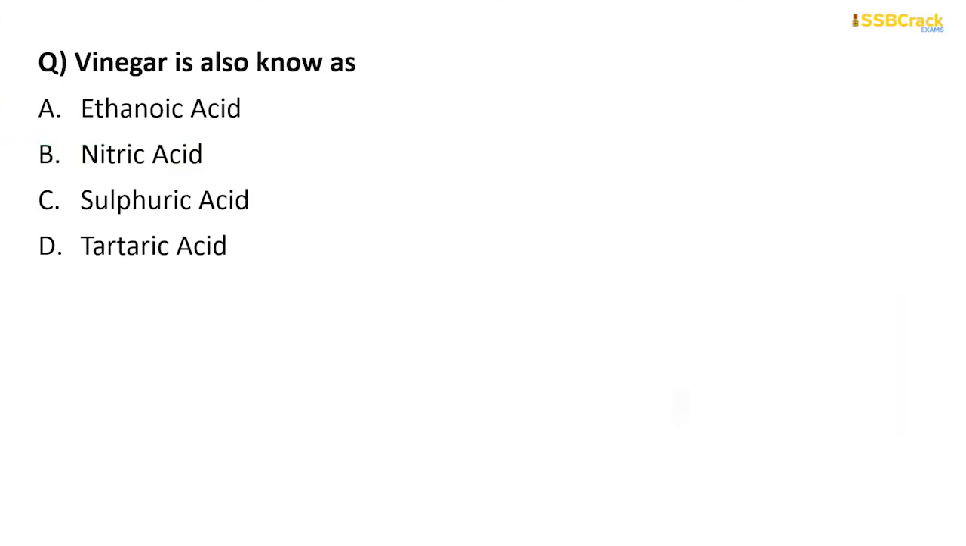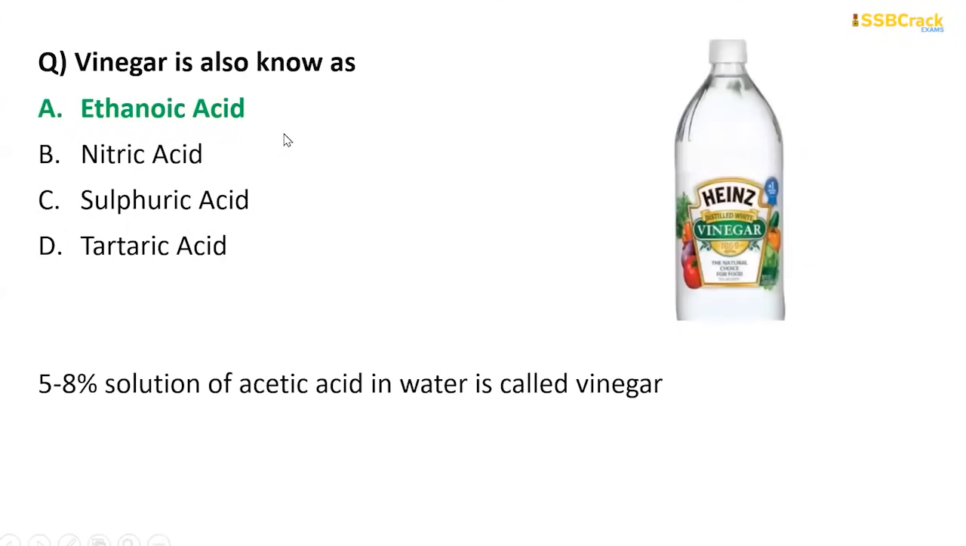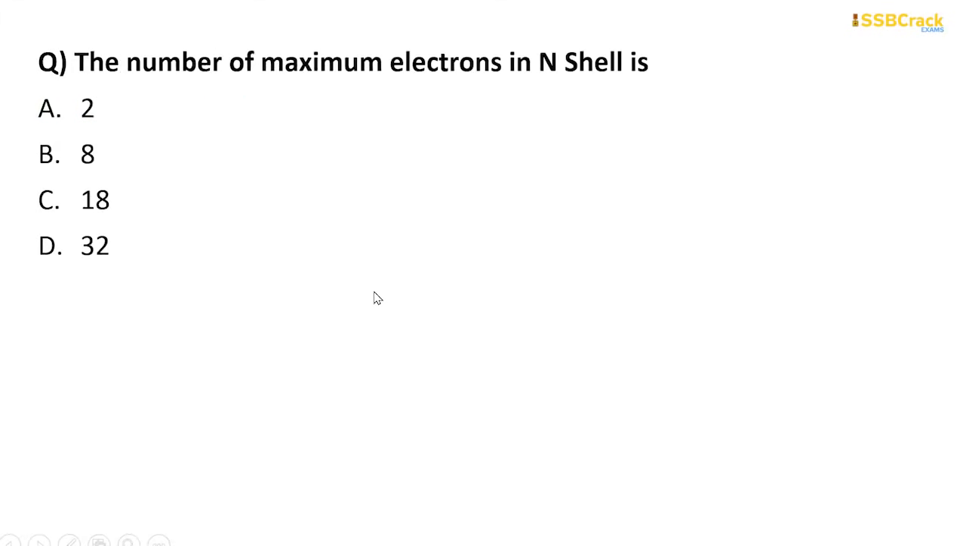Moving on to the next question, we have: vinegar is also known as ethanoic acid. So ethanoic acid is the correct answer for this. A 5 to 8% solution of acetic acid in water is called vinegar.